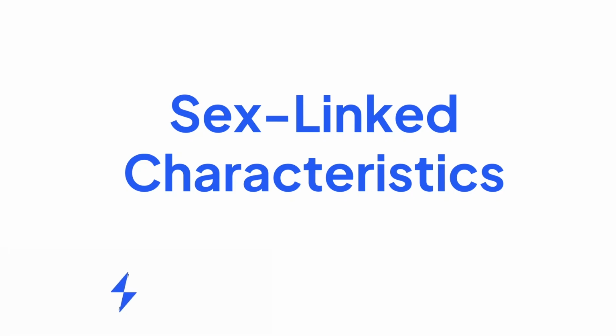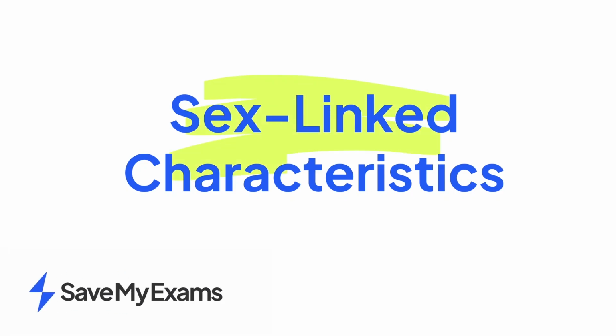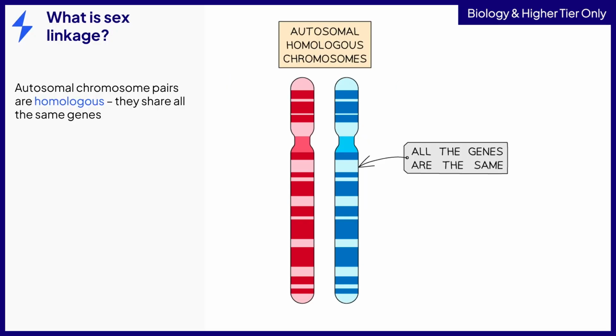This video is on the topic of sex linkage. In normal autosomal inheritance, the two homologous chromosomes that are inherited from each parent are essentially identical and have all the same genes. The only differences are the types of alleles present. This is the same for females and the X chromosome.